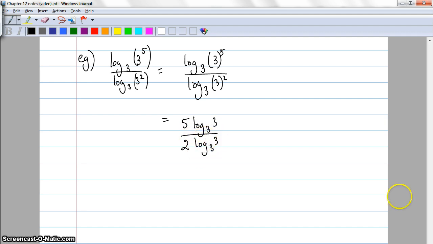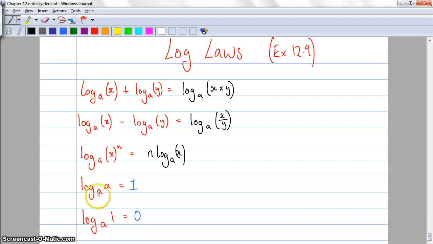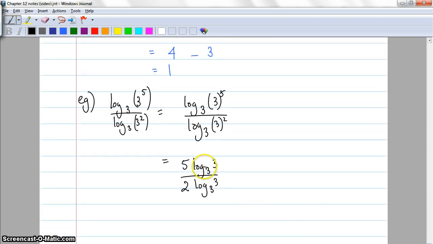Now, remembering that, I can do this two ways now. Log a of a, so log 3 of 3 will be 1, because log a of a is 1. So this one here is equal to 1, and that one there is equal to 1 as well. So I could just cross that out and put 1, and then cross that out and put 1. So 5 times 1 over 2 times 1, which is 5 over 2.